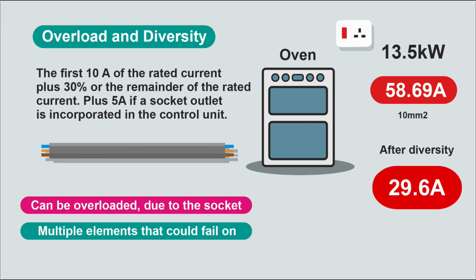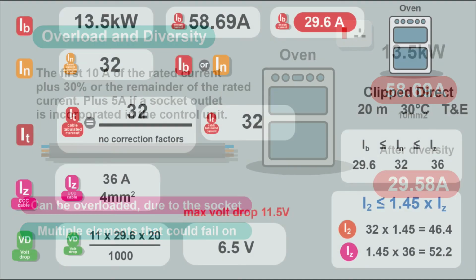And also, cookers often have a control switch with a socket on it, which can also add to the overload situation. You want to consider that this is a circuit that can be overloaded, and use the rating of the protective device rather than the design current in your calculations. So we can apply diversity to reduce the current carrying capacity of the cable we need, but we've got to consider, is that cable going through any insulation? Are there any correction factors that need to go on it? So cooker circuits are best run clip direct.